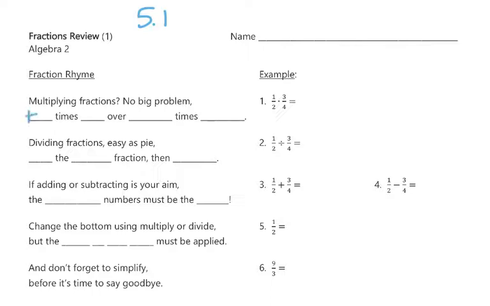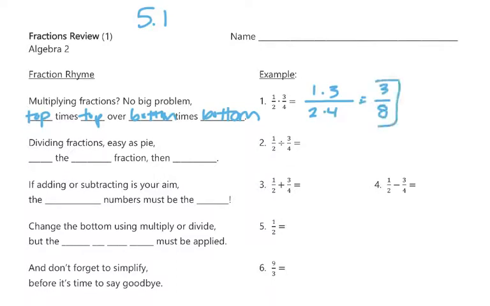It's top times top over bottom times bottom. So if we look over here, that means that we maybe rewrite this as just the top multiplying, so 1 times 3, and just the bottom multiplying, 2 times 4. And so we end up with 3 over 8, and of course you always reduce if you can, but there it is. Alright. The next one, dividing fractions, easy as pie.